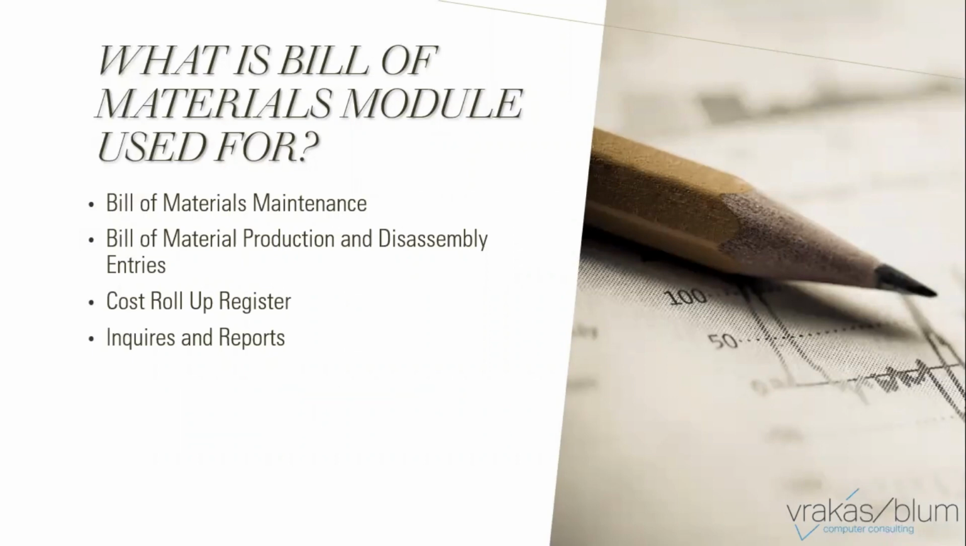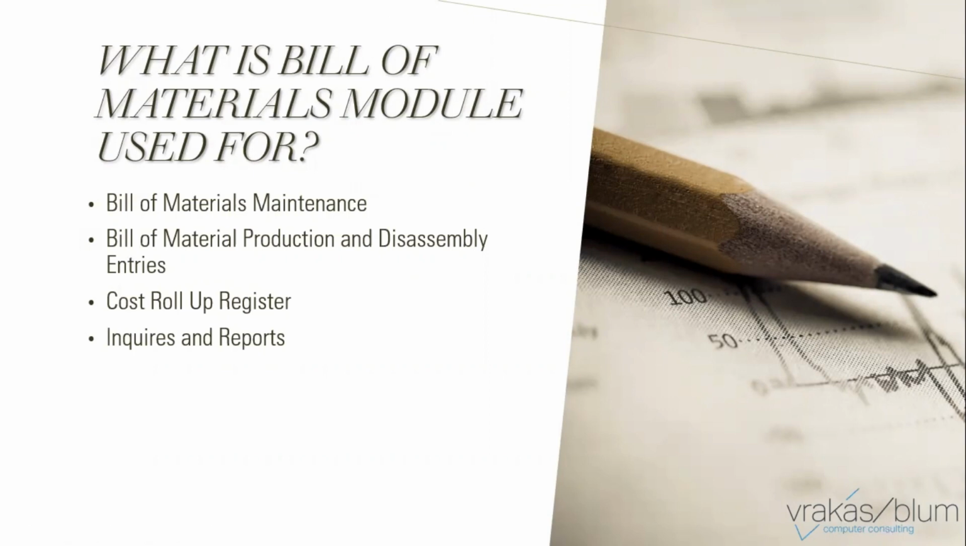The transactions processed in Bill of Materials roll up to the inventory and general ledger modules. BOM is an optional Sage module, and customers who are currently assembling or producing finished goods may use Bill of Materials with Sage Production Management, Sage Operations Management, or as a standalone module.